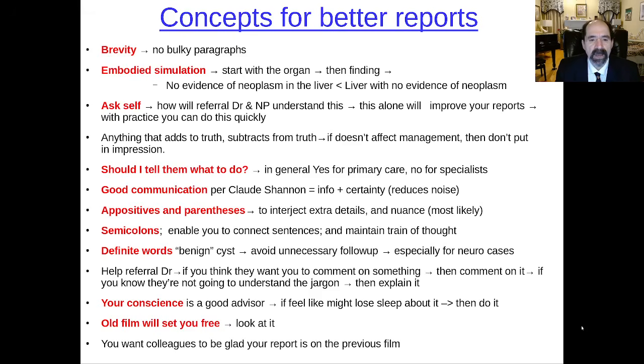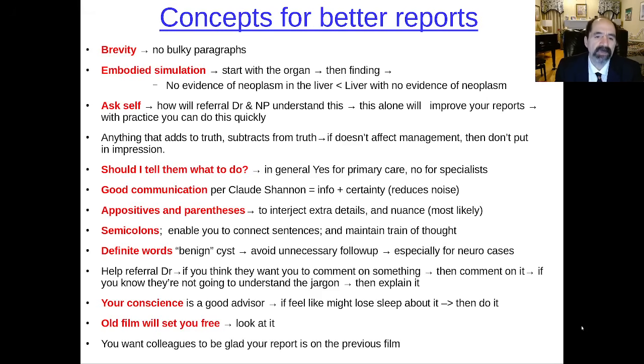Okay, next question arises, should I tell them what to do? And what that means is, should you recommend a consultant or some other special process? And I would say it depends. You just have to know your referral service. In general, if you think the report's going to a primary care service who's not going to know what the findings are, tell them what to do, because they're not going to know. On the other hand, if it's going to a specialist like orthopedic surgery, they're not going to want you to tell them what to do. Their attitude is that they know what to do already, and they don't want you pressuring them to do something that they might not want to do. So just use your judgment on that.